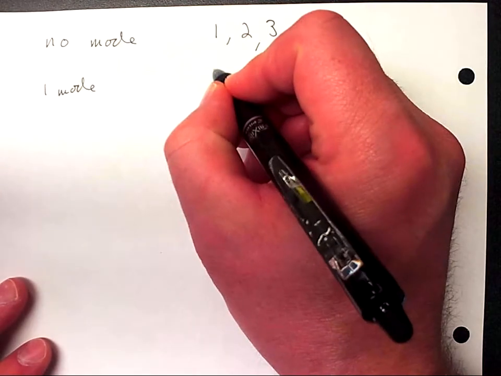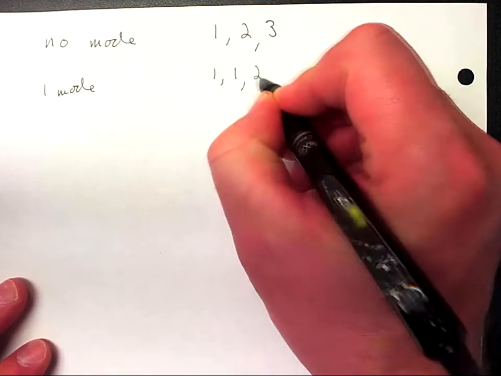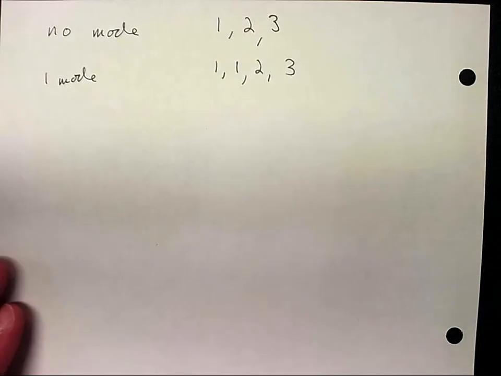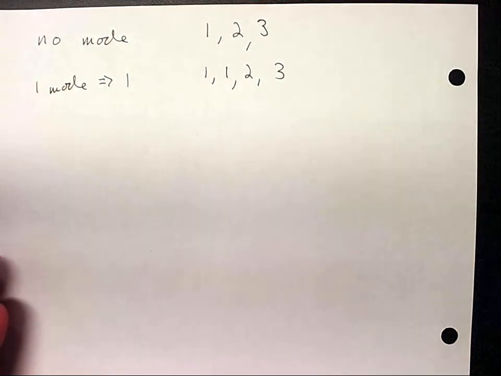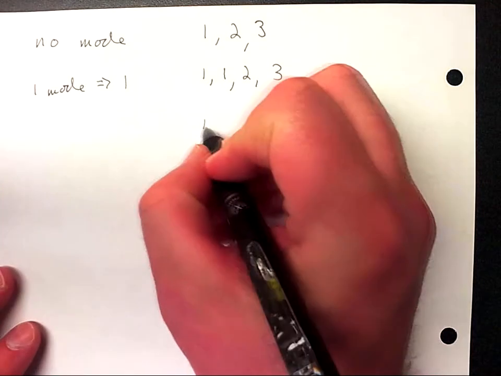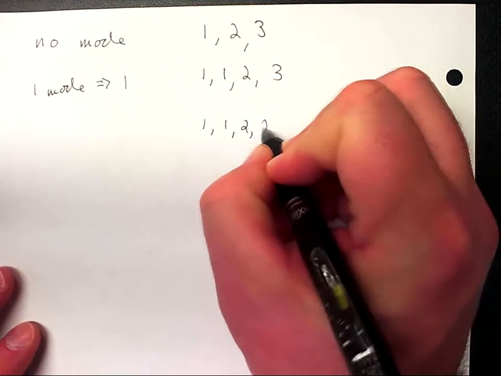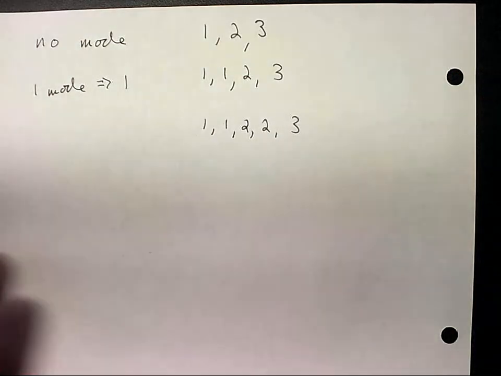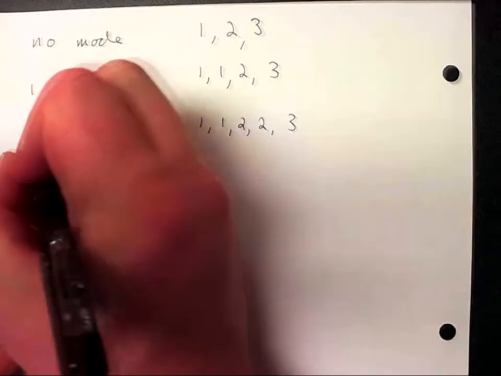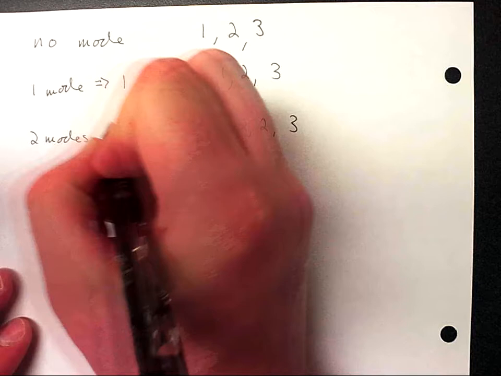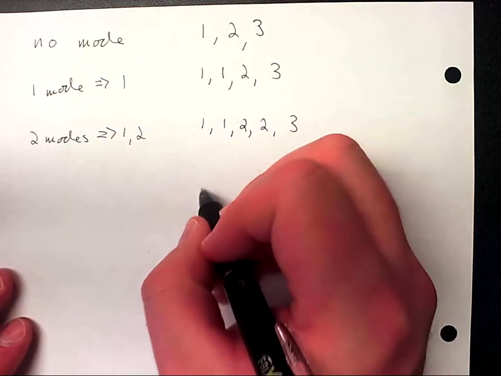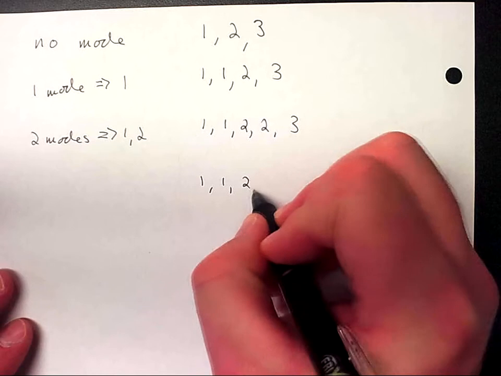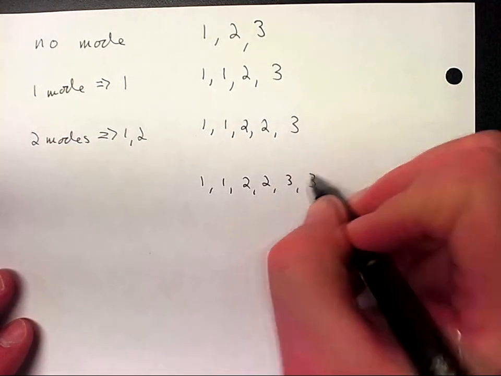But let's say that we change this to the numbers 1, 1, 2, 3. Now which value occurs most frequently? 1. So therefore, we have one mode, and that one mode is the number 1. Everybody good with that? If we have a data set that's 1, 1, 2, 2, 3, how many modes do we have? 2 modes. And what are the modes? 1 and 2.